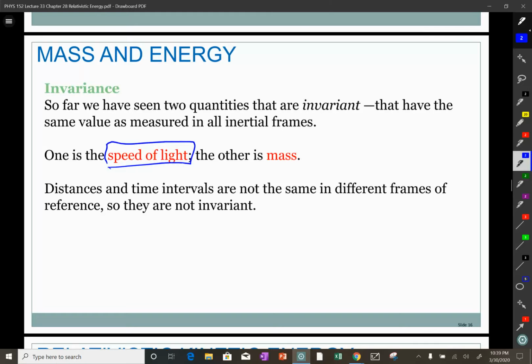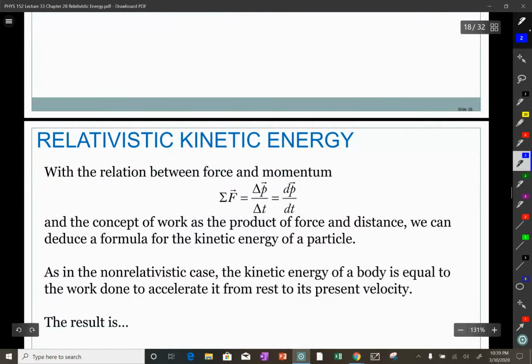Distances and times, things that we usually think are invariant. We think the distance between Denver, Colorado and Lincoln, Nebraska is a fixed distance. But depending on your reference frame, it could be shorter. Length contraction. We tend to think that the time it takes for the sun to go around the earth is a constant. But depending on your reference frame, it could be different. Those are not constants. They're not invariant.